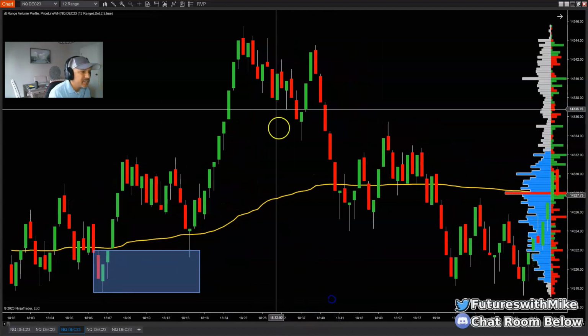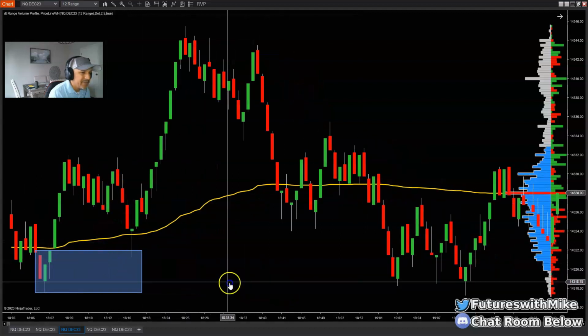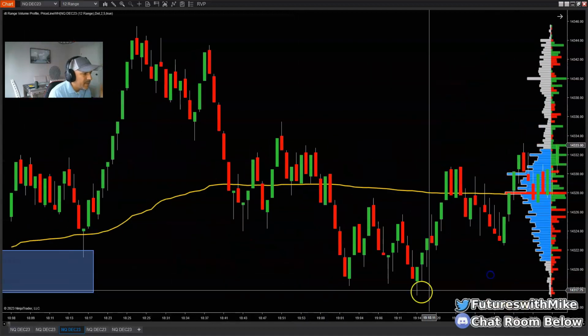As you can see here, eventually it does come back down and fills in the inside, even the gap on the inside, and then runs back up a little bit there. But that could have been for a second test. You can wait for opportunities like that.